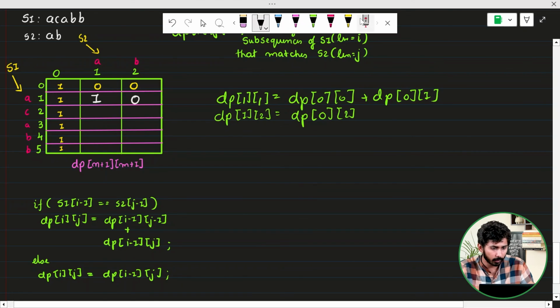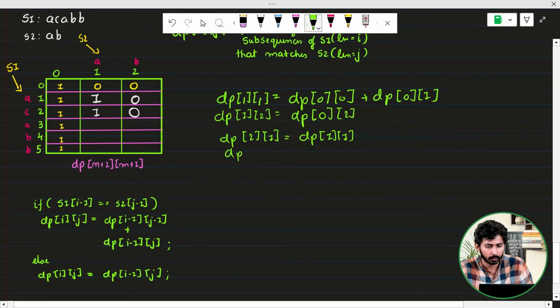Okay, moving forward over here. This character is matching, C and A? No, it is not matching. So the above value will be fetched over here. Yes. Now here, C and B are not matching. So the above value will be fetched over here. Yes, so 0 will be placed. Okay, now moving on forward. We found the answer for dp of 2 comma 1. It was dp of 1 comma 1, right?